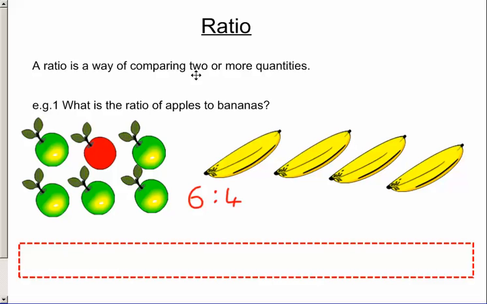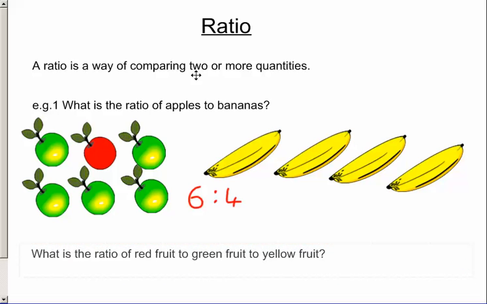What is the ratio of red fruit to green fruit to yellow fruit? Well, red fruit, there's 1. To green fruit, there's 5. And to yellow fruit, there's 4 bananas. So we can make a ratio with as many parts as we need. 3 parts here. That's absolutely fine.